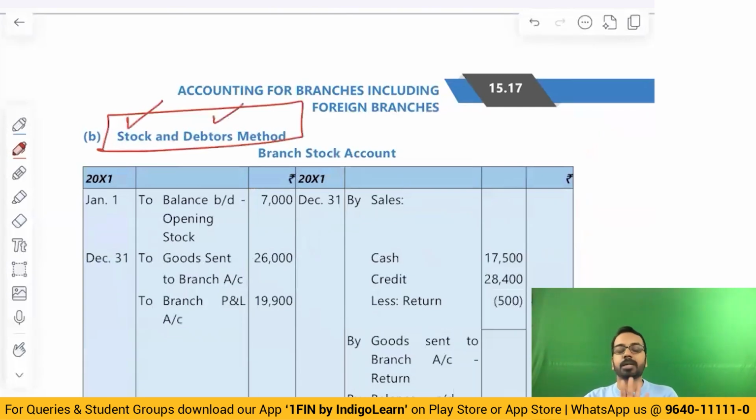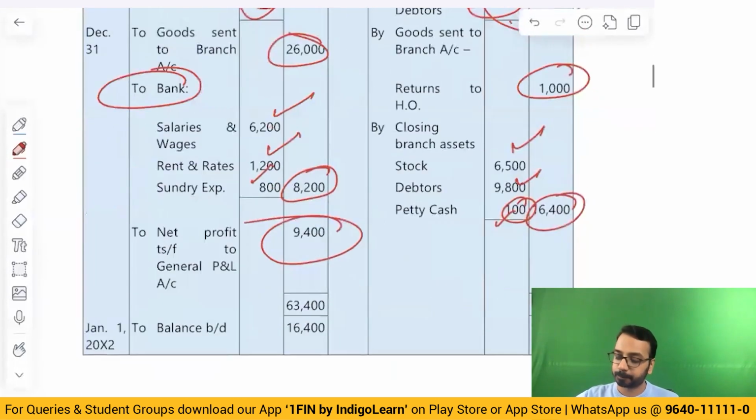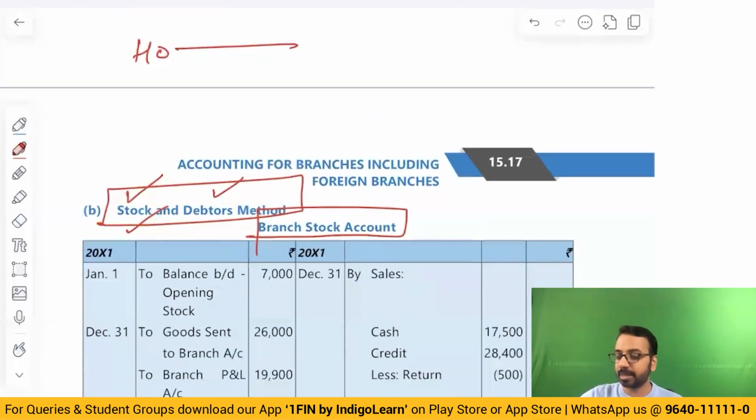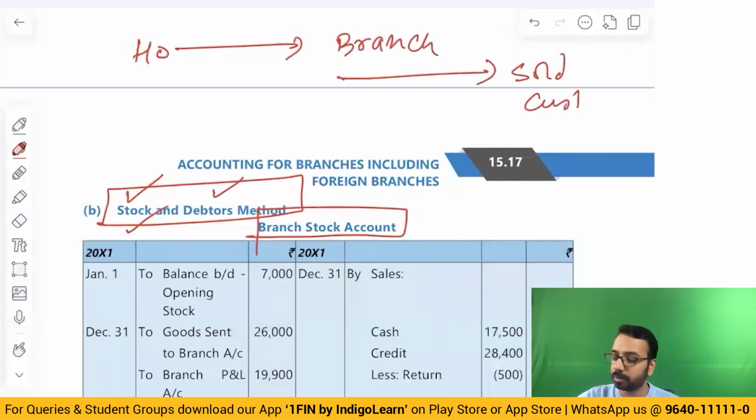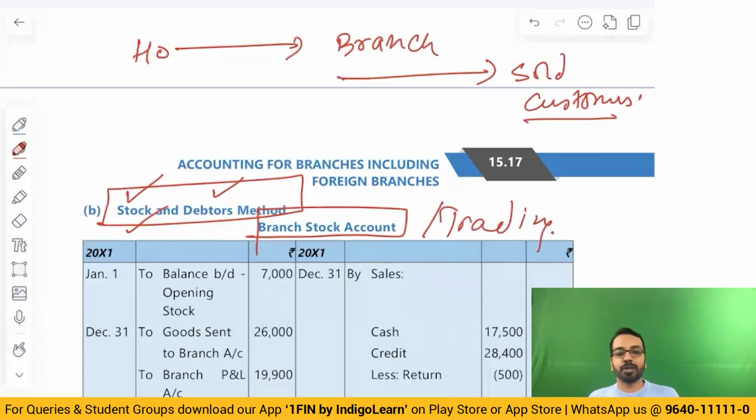Then the debtors account is prepared, but that will not impact your P&L. Then you'll prepare the branch expenses account and the goods sent to branch account. Now in the stock and debtors method, when you say branch stock account, basically what it means is head office has sent goods to the branch, and branch has sold the goods to the customers. It is like my trading account, which will capture inflow of stock, outflow of stock. Okay. Now, how do we do this?